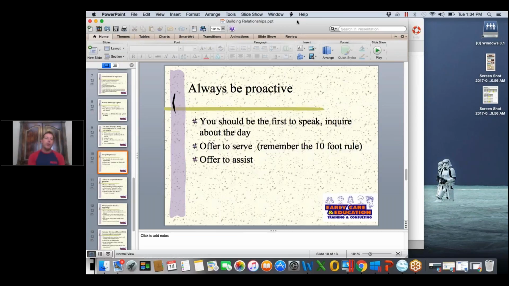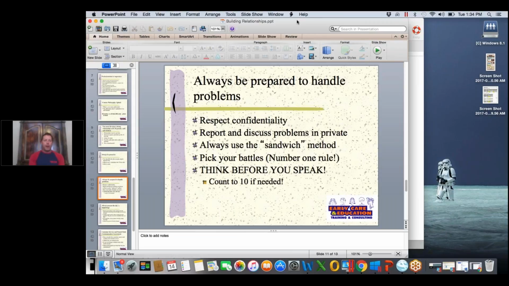And then, always be prepared to handle problems. Now, from an adult standpoint, we want to respect confidentiality. All right, we can teach this to the children too. You handle things within the two people that are having the conflict. We don't bring other people into it. We want to report this in private. Try to talk it out ourselves first.